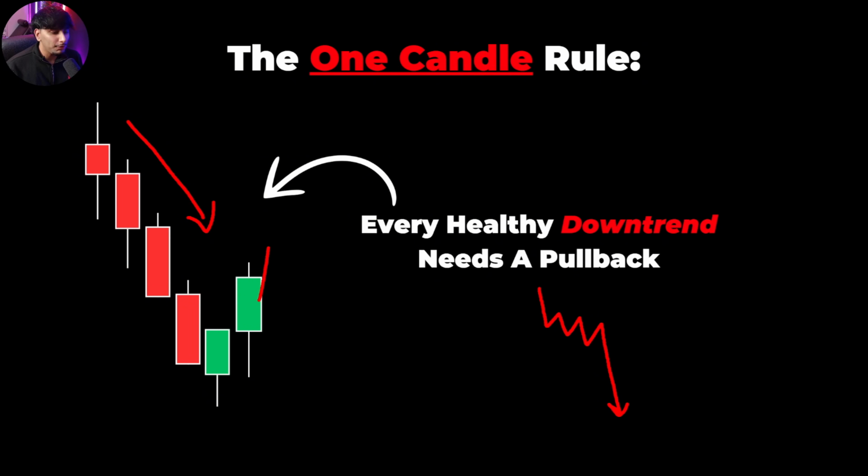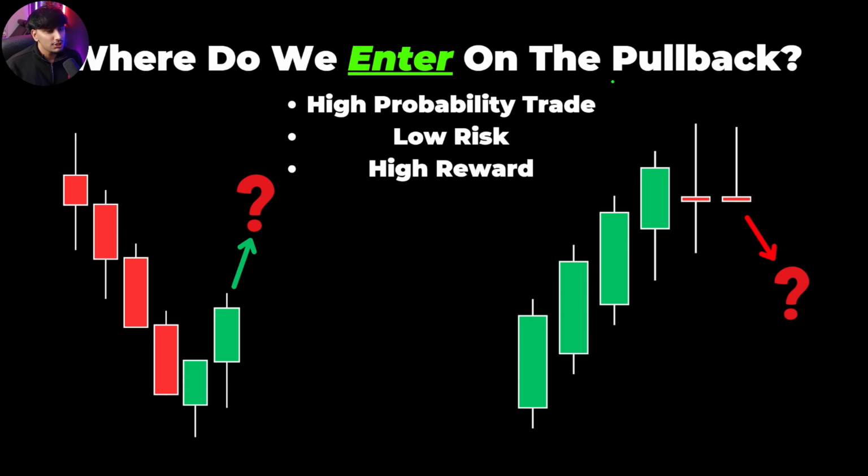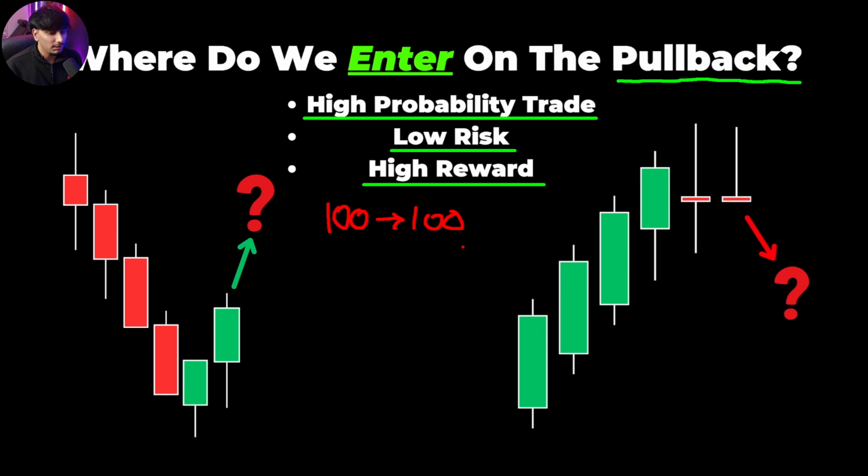You will have a pullback area where buyers step up, and this area right here is what you need to find to have the lowest risk but the highest reward trades. So the main question lies, where do we enter on the pullback? Because we know this pullback will give us high probability trades, they will be low risk trades, and most importantly, they will be high reward. Therefore, we're not risking $100 just to make $100, but rather if we're risking this amount, we want to make at least 2x, meaning we need to make at least $200 to enter on the pullback.